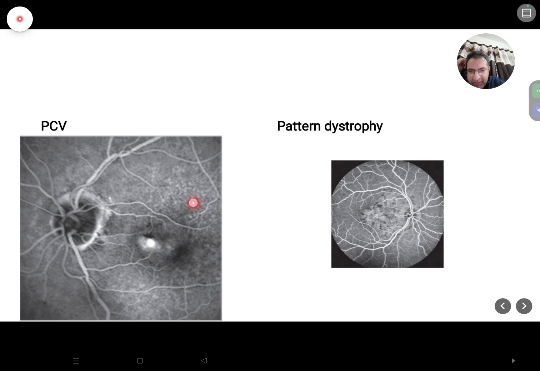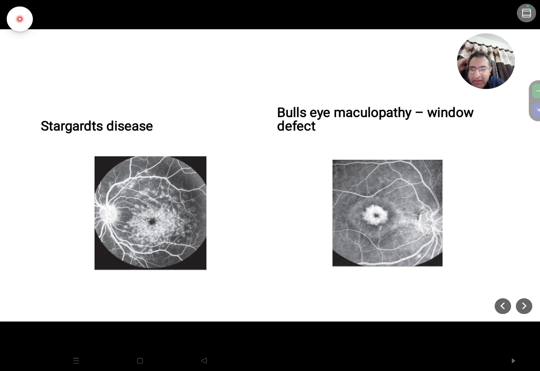And there are many small RPE defects which appear hyperfluorescent, dot-like, here. There can be a pattern dystrophy in which there are these Y-shaped hypofluorescent lesions because of the RPE hyperplasia. Along with the window defect, there is hyperfluorescence also in this area. So this is an example of pattern dystrophy.